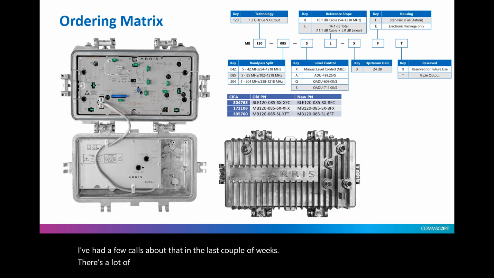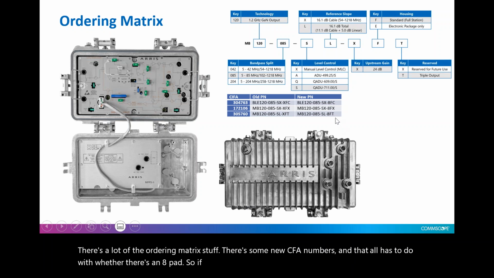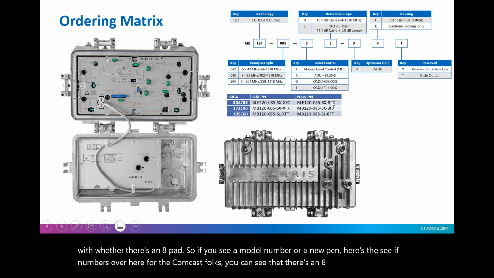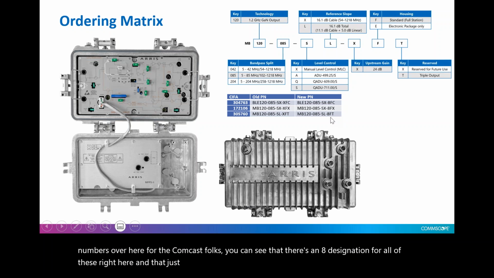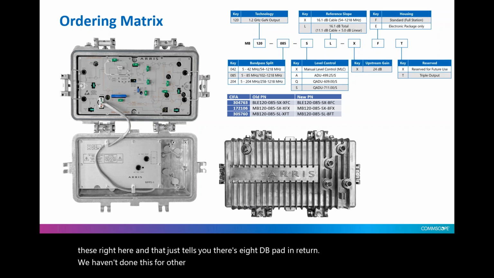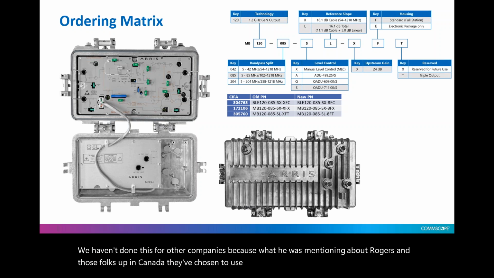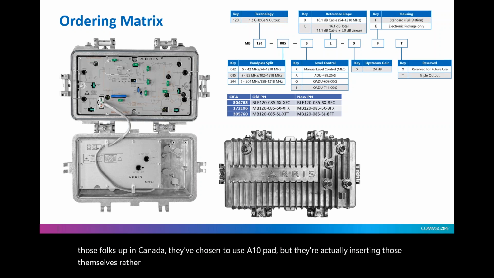Here's a lot of the ordering matrix stuff. There are some new SEPA numbers, and that all has to do with whether there's an 8 pad. If you see a model number or a new pin, here are the SEPA numbers for the Comcast folks. You can see there's an 8 designation for all of these, and that tells you there's an 8 dB pad in the return. We haven't done this for other companies because, like what he was mentioning about Rogers and those folks up in Canada, they've chosen to use a 10 pad, but they're inserting those themselves rather than asking us to do it.